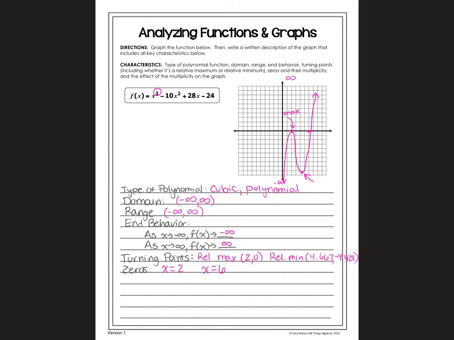So there is a bounce at x equals 2 because it is a multiplicity of 2. Okay? At x equals 6, the graph crosses. It's a multiplicity of 1. Well, 2 plus 1, that gives us our 3 zeros. And that's how you are going to analyze these graphs.